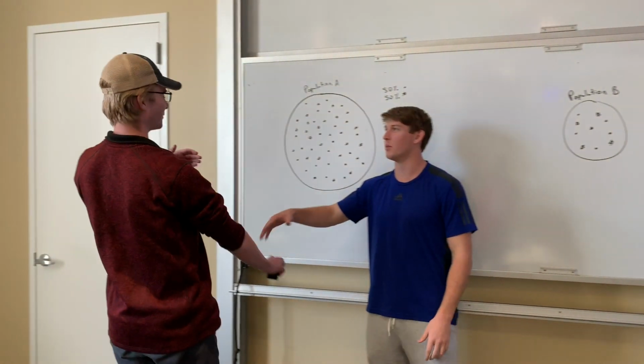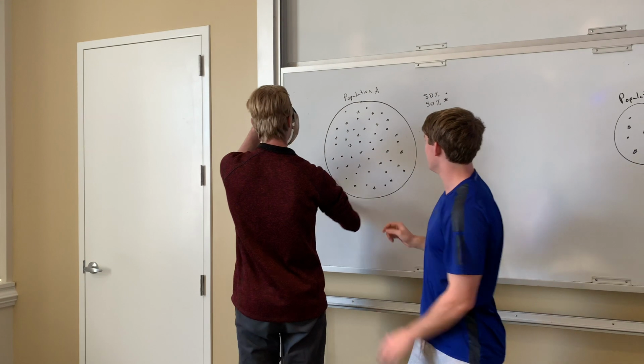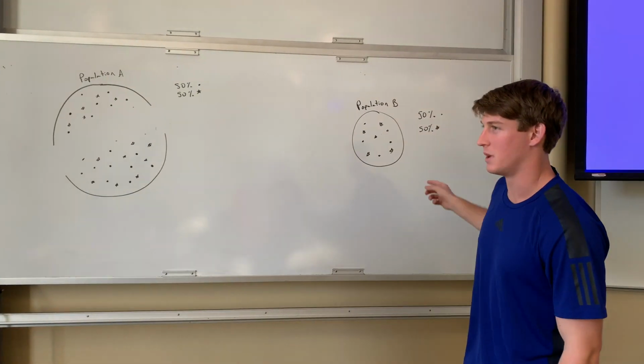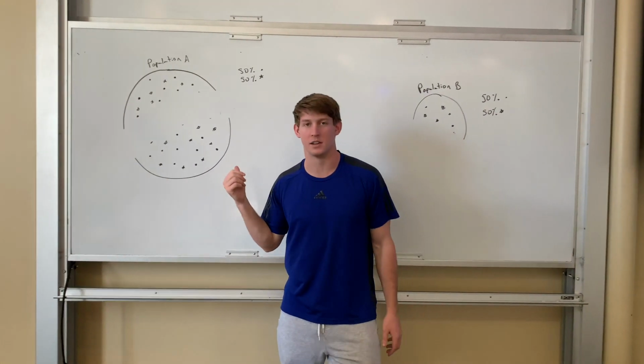All right, more random. Put a hat on, cover your eyes, something. Now just take a swipe. There you go, perfect. Population B. Come take a swipe at population B as well. All right, perfect. Now we're going to recalculate the new allele frequencies.